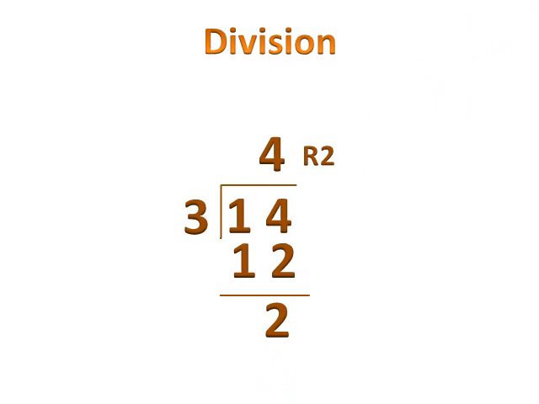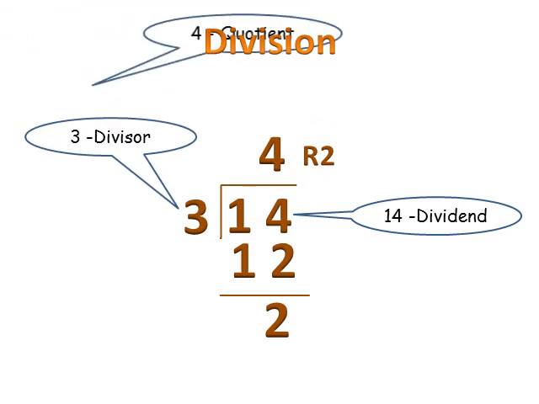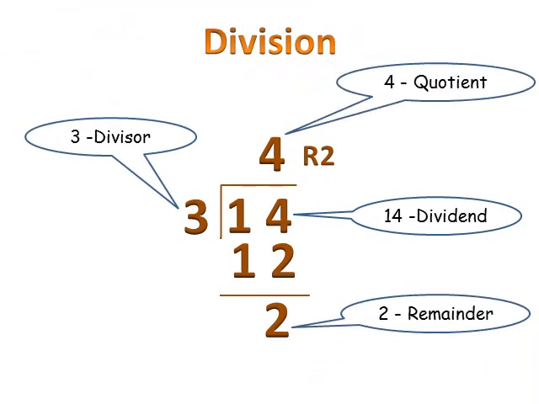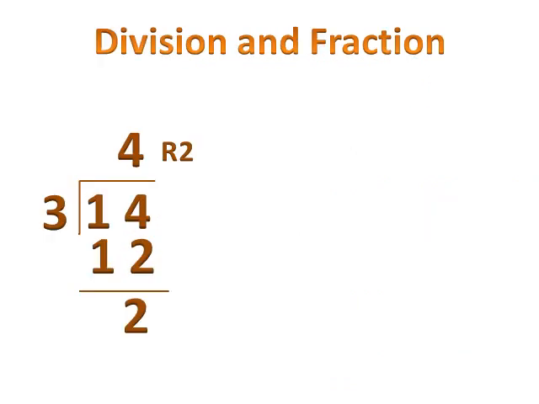So let's name all the components of this operation. Okay, so 14 is our dividend. 3 is our divisor. 4 is our quotient. And 2, of course, is a remainder. And if you have a remainder, you would normally write it as 4R2, where the R2 is your remainder, meaning remainder 2.